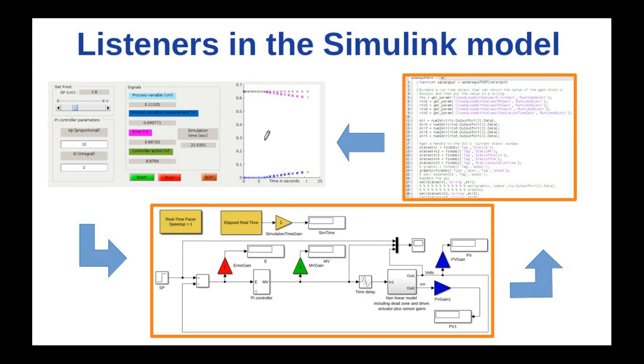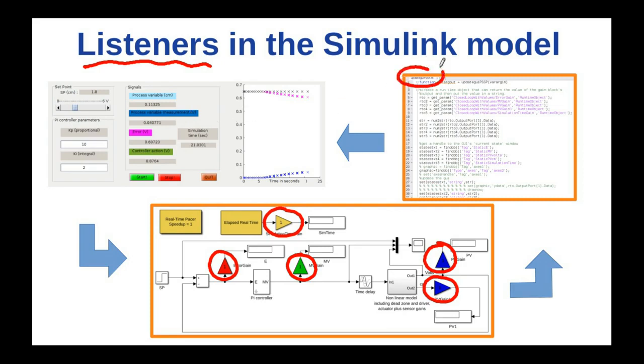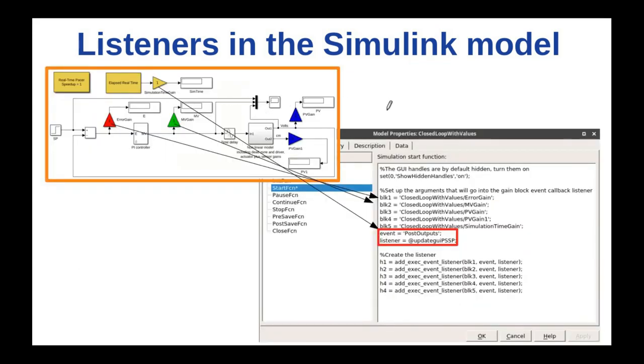Now we're gonna discuss the listeners in the Simulink model. What are the listeners? The listeners are the objects that will take the values of every block that has been specified, and then all these values for the signals of these blocks will be sent to the graphical user interface by means of an updating file. So the listeners can be found or can be defined easily here in the model properties menu.